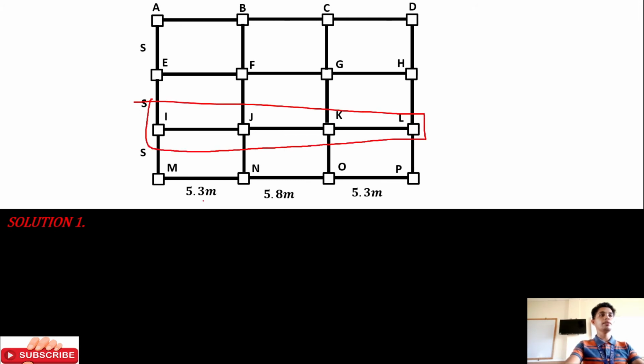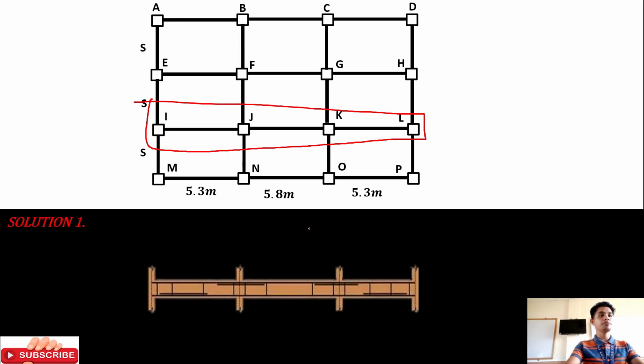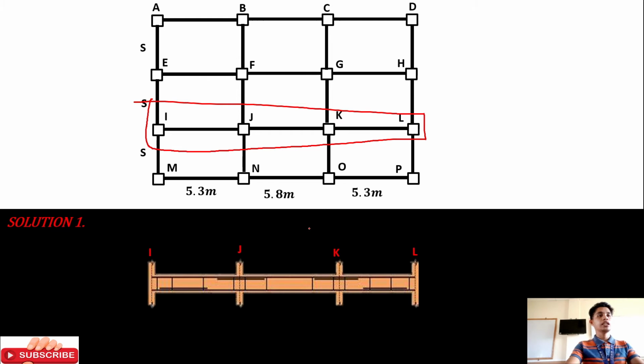So, nilagay ko na yung length: 5.3, 5.8, tsaka 5.3 meters. Yan ay mga center to center spacing, center to center of column pa yan ha, yung length na yan. Number 1, yan. Ng column IJKL, nagets nyo ba? Ito yung ating cross section.